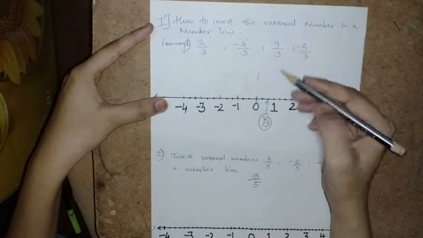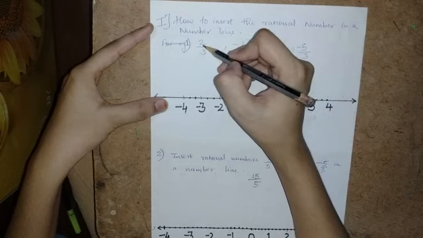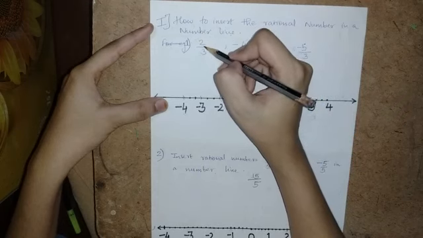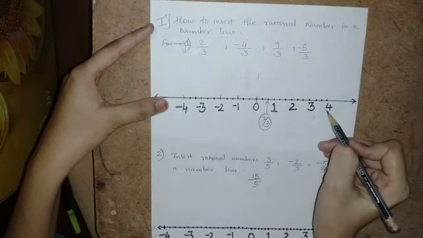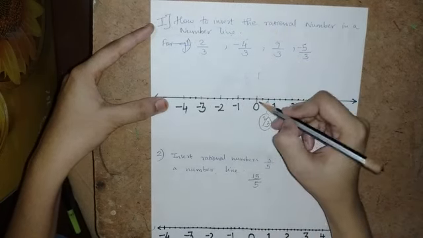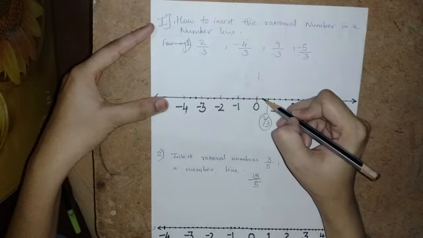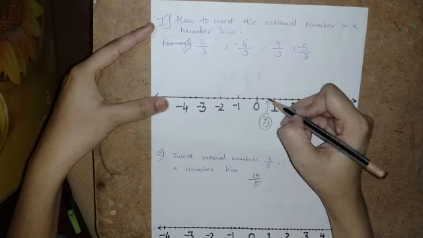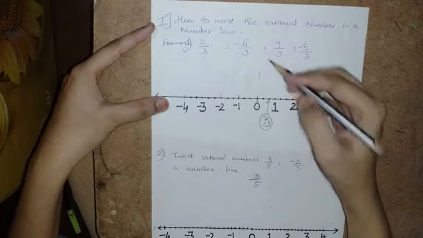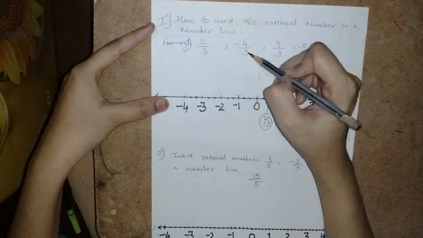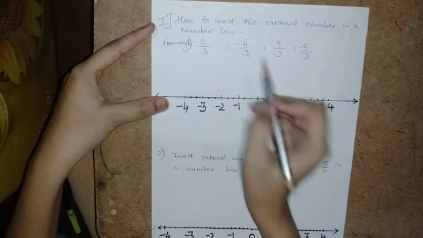So 2 by 3, where will it be? 2 by 3 means it is a positive rational, the numerator is positive. So we have to go to the positive side of the number line. So here 0, after 0 the first dot will be 1 by 3. The second dot is what? 2 by 3. Then what? Minus 4 by 3. So we have to go where? To the negative side. So minus 4 by 3.